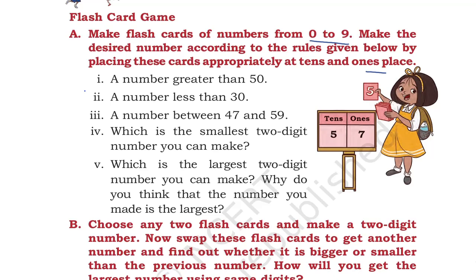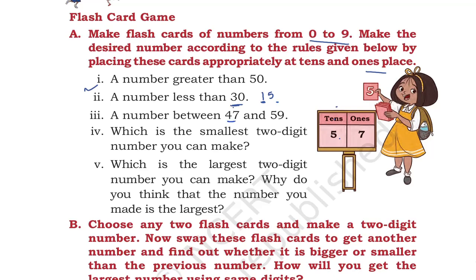A number greater than 50. So first of all, you have to take the cards and find out the number greater than 50. Say they have taken, for example, 57. So 5 will come at the tens place and 7 will come at the ones place. Take a number less than 30. You can do that on your own. You can take any number, say 15. So 1 will come at the tens place and 5 will come at the ones place.